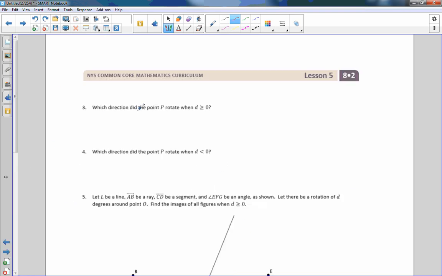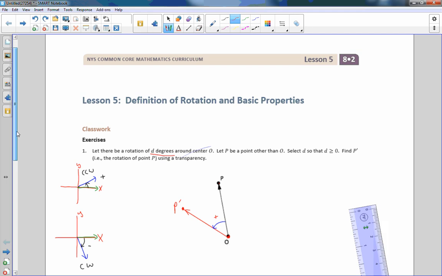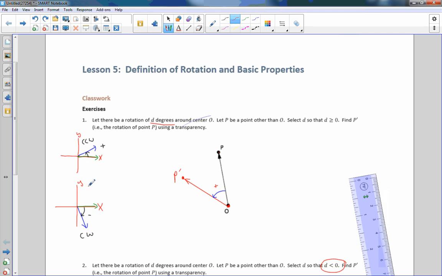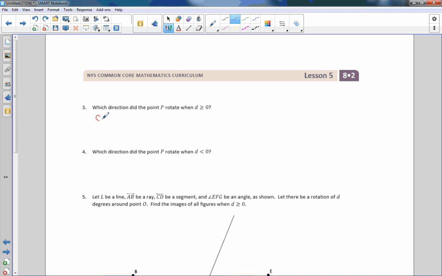Okay, number 3. Which direction did point P rotate when D was greater than or equal to 0 or positive? So when our D was positive, it rotated counterclockwise. So I'm going to write counterclockwise.